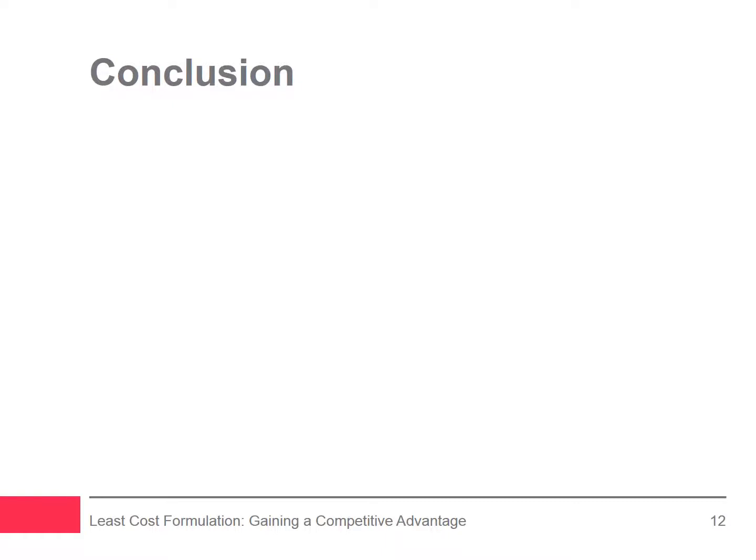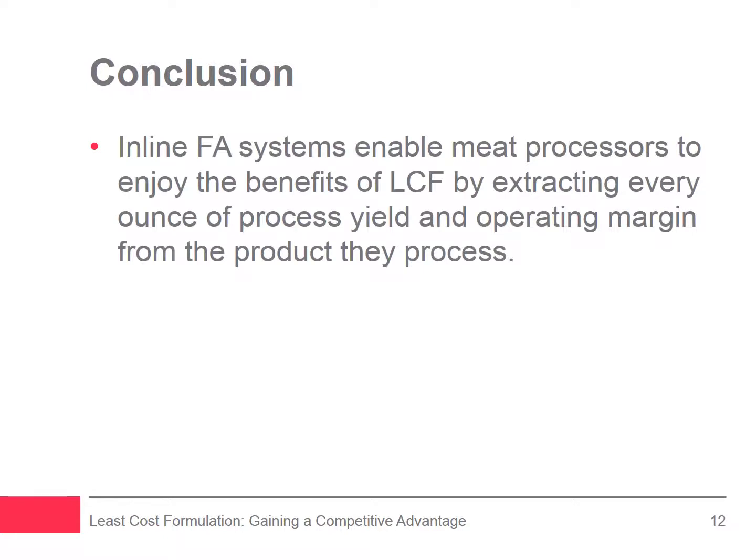Meat processors who don't take LCF seriously expose themselves to competitive threat from processors who do, and also fail to achieve the highest production yield. Through accurate fat measurement of 100% of the product, inline FA systems enable meat processors to enjoy the benefits of LCF by extracting every ounce of process yield, and thus operating margin, from the product they process.